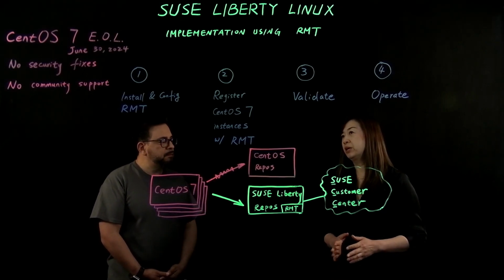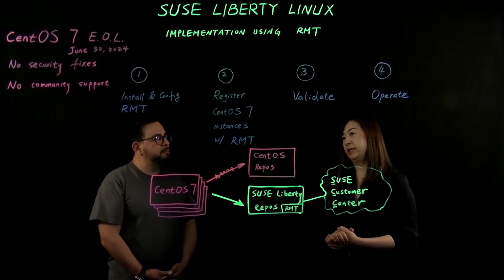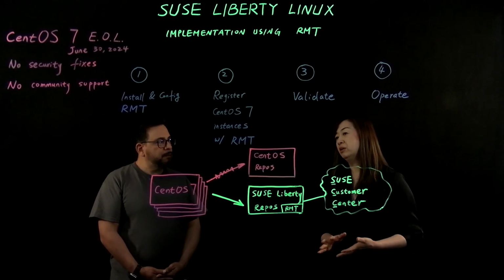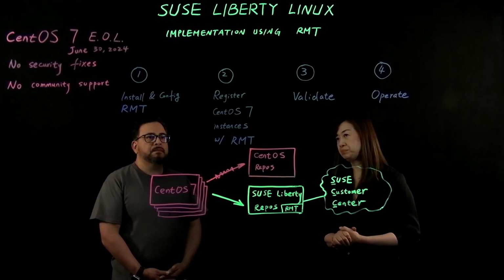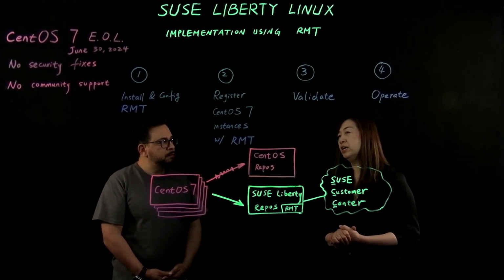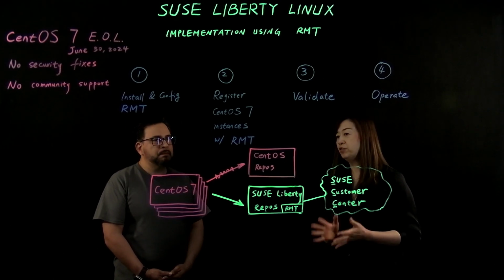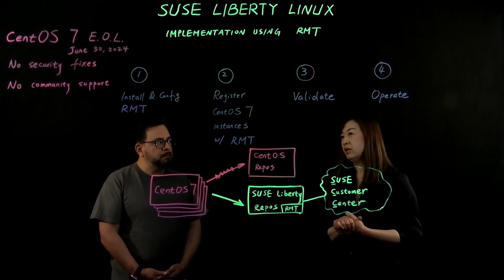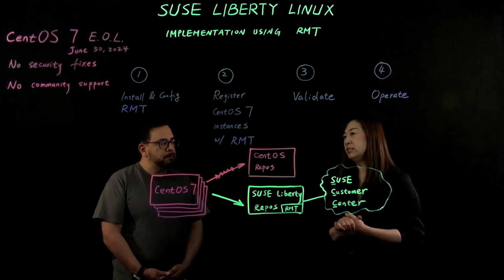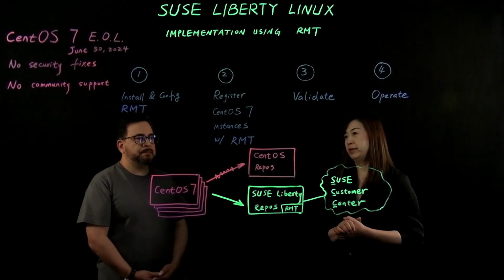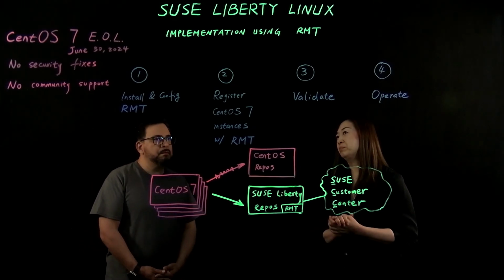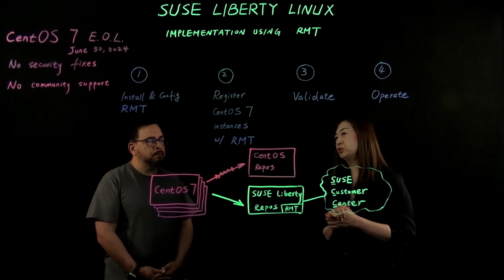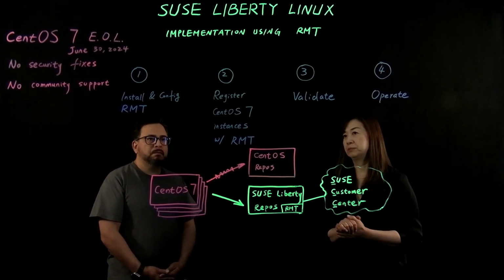What you want to be careful with is the disk space, because the RMT holds all the repos, and you want to have enough disk space. For example, the CentOS 7 LTSS requires minimal 600 GB disk space. So that's the number one important thing you want to be careful with for the RMT server.